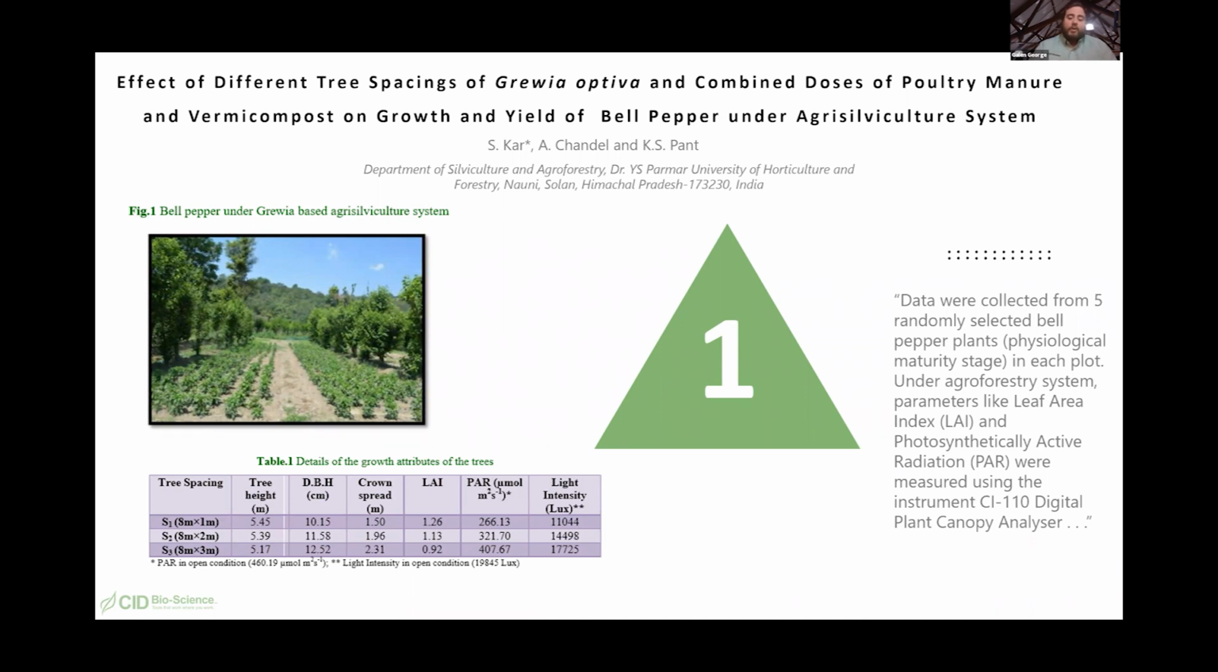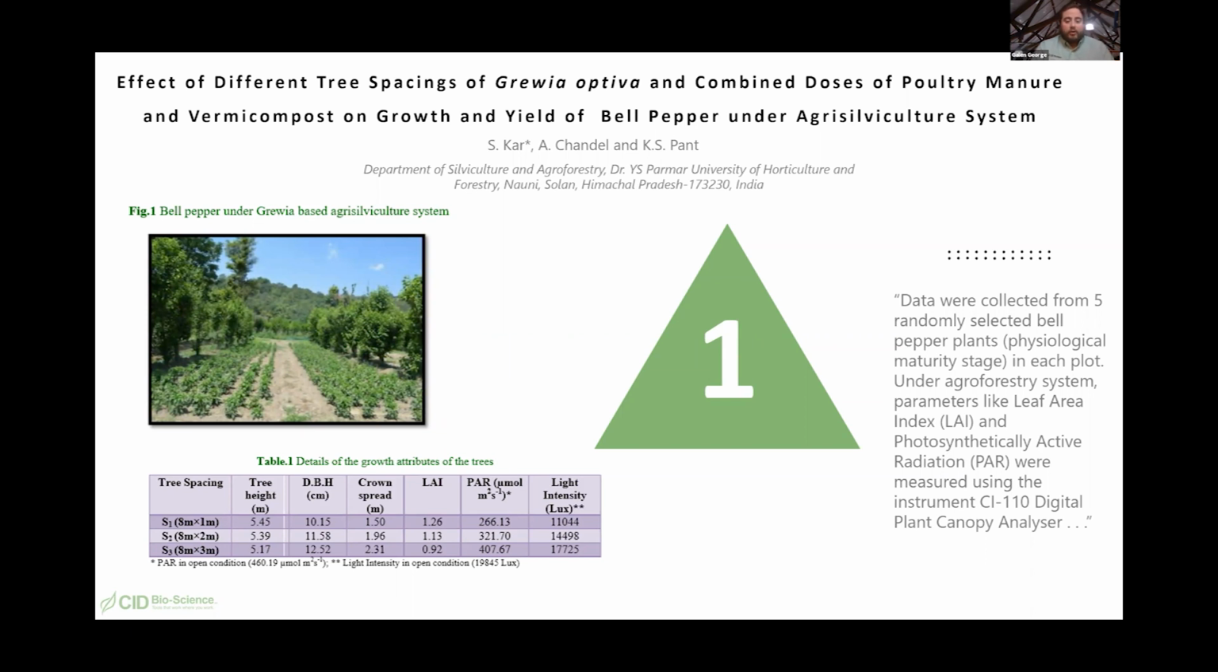So what they used our instrument for, and you can see the excerpt on the right is a direct quote from their paper, is that they essentially were using our instrument to investigate parameters like leaf area index and photosynthetically active radiation in order to help determine the effect of this tree spacing. So how far apart these trees were planted influenced the growth of the bell pepper, and the yield of bell pepper.